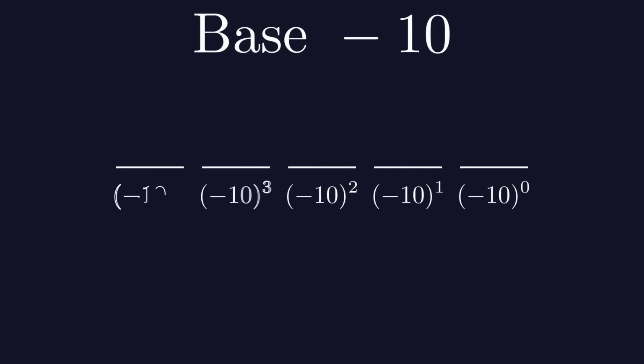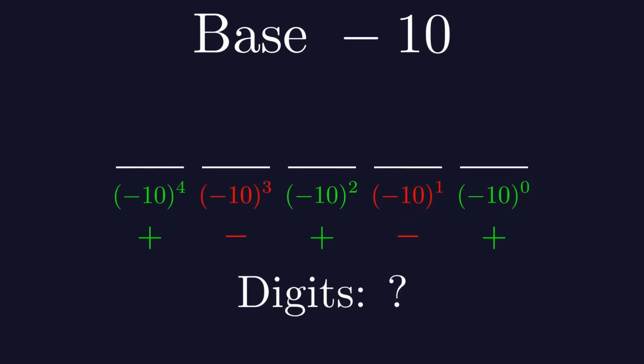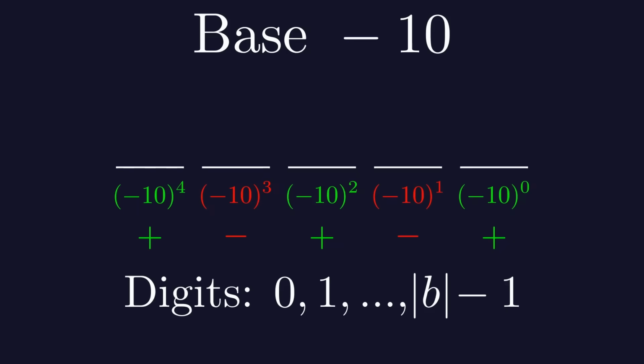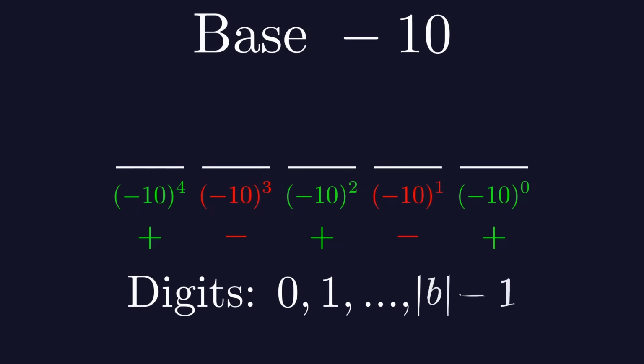In base -10, digits represent different powers of -10. The odd powers are negative and the even powers are positive. But what digits should we use in this base? In positive number bases, we use digits from 0 to base -1. To be able to express all integers in negative number bases, we will use digits from 0 to the absolute value of the base -1. So in base -10, we will use the same digits as in base 10.